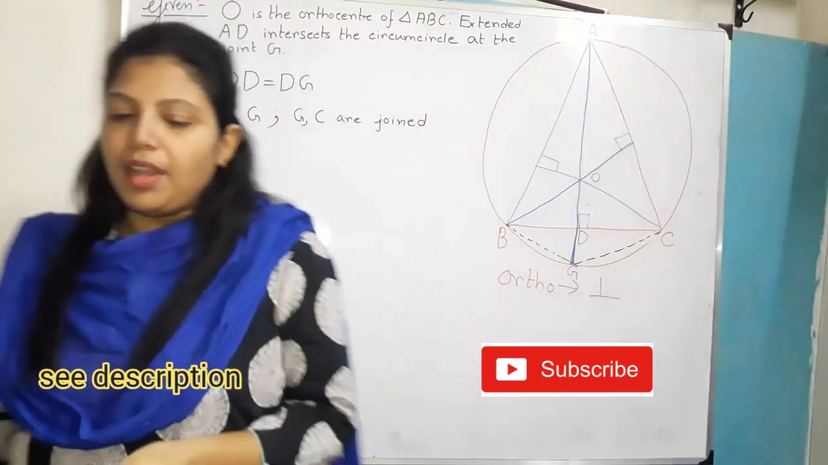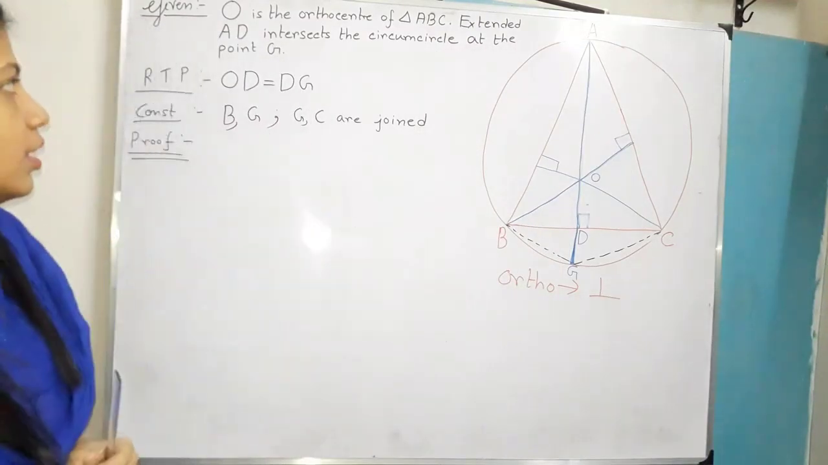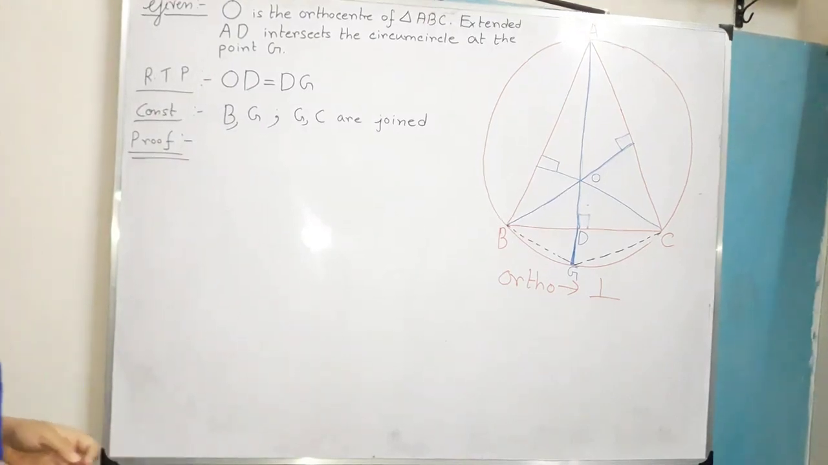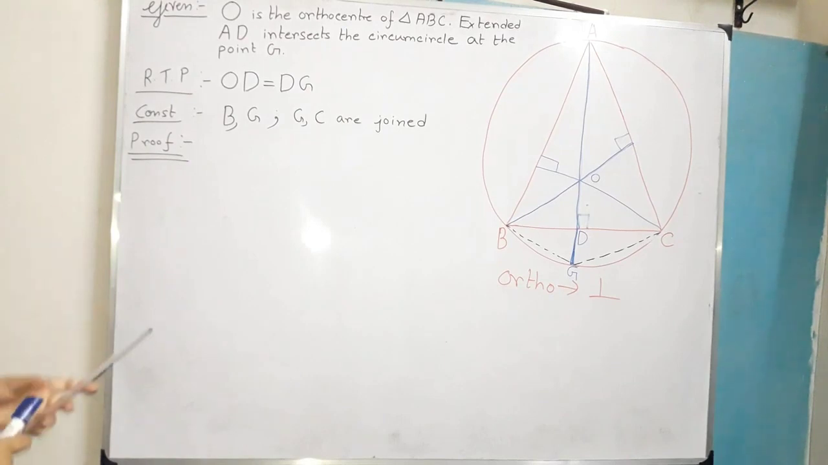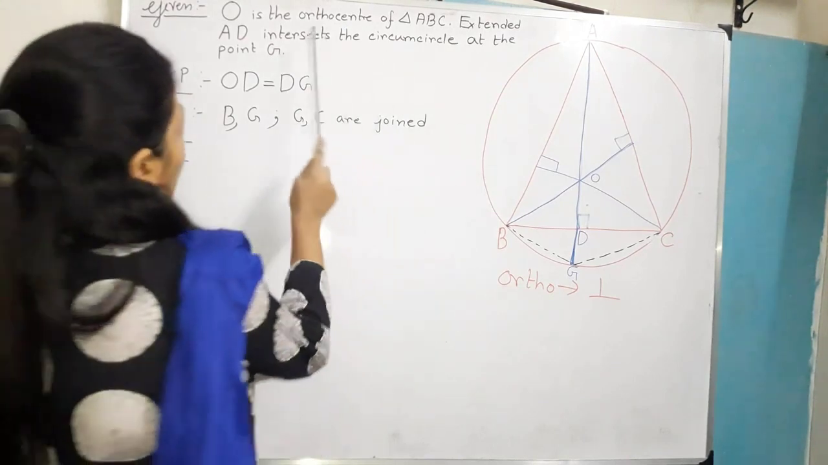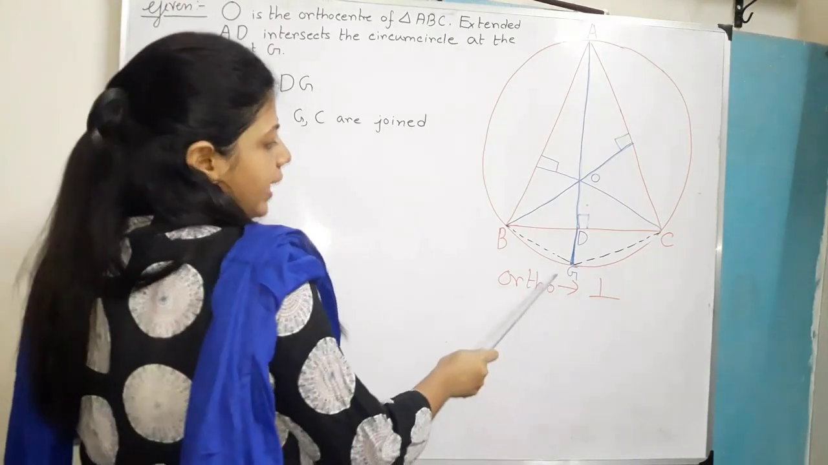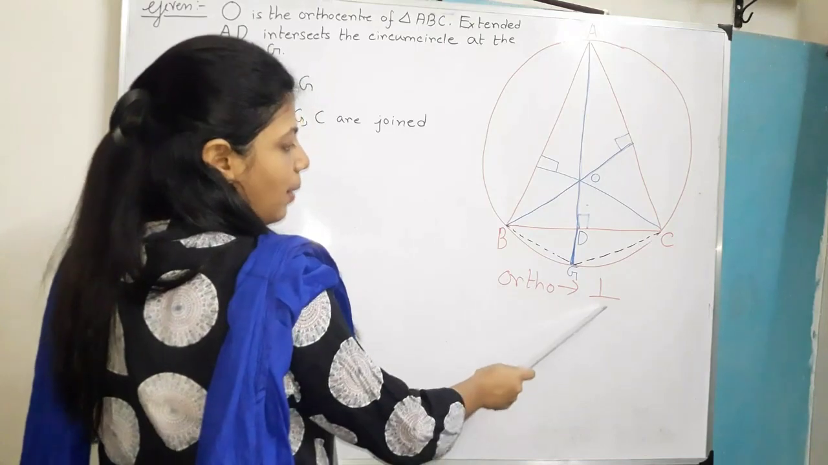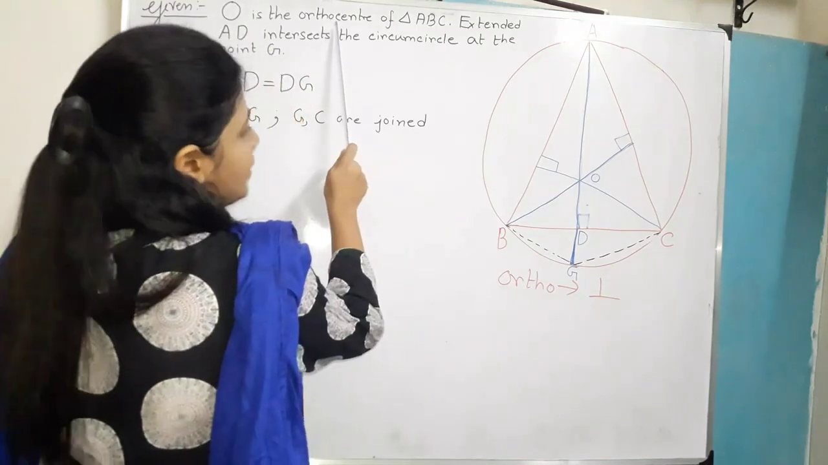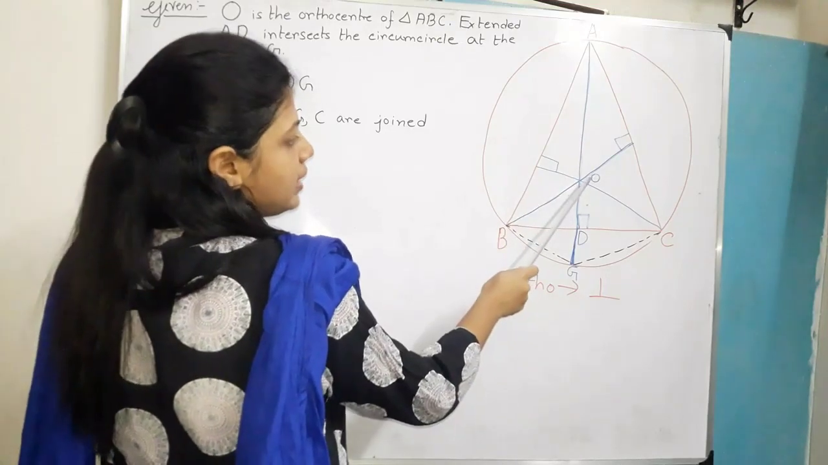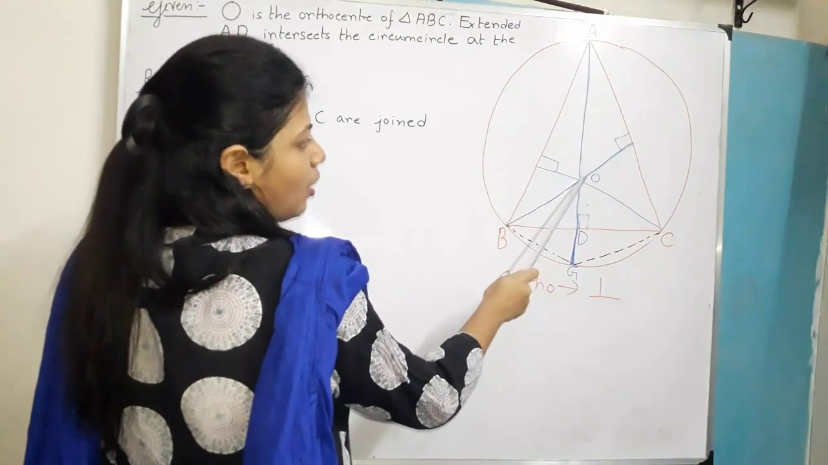Okay, this one is sum number 3 from your board book, exercise 7.2. What is given here? O is the orthocenter of triangle ABC. Now ortho means perpendicular. Whenever you get the word ortho, that means perpendicular. So orthocenter means the point where the three perpendiculars meet, the point O. So O is the orthocenter.